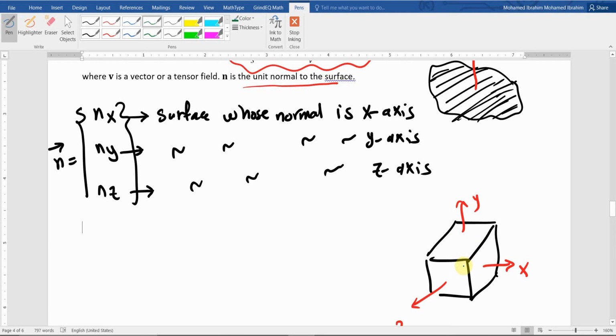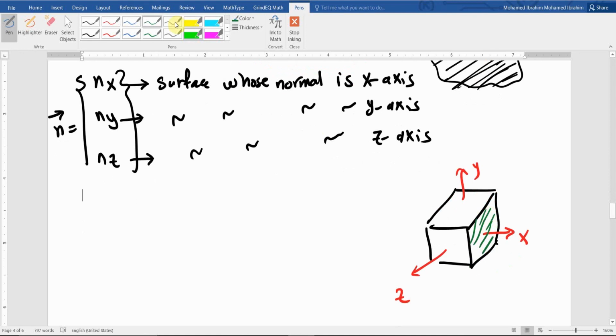We can clearly see just 3 surfaces, right? Forget about the other hidden 3 surfaces. This surface, its perpendicular axis or its normal axis is the x-axis. So once we mention nx, it means that we are talking about this surface. This is the nx surface.